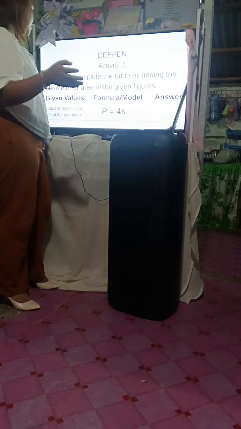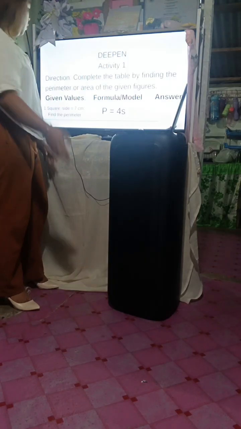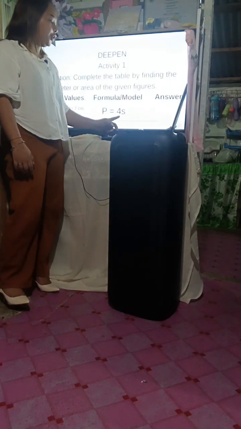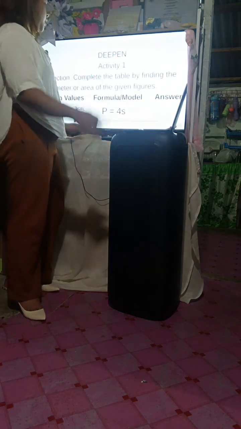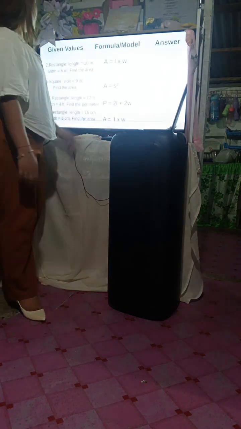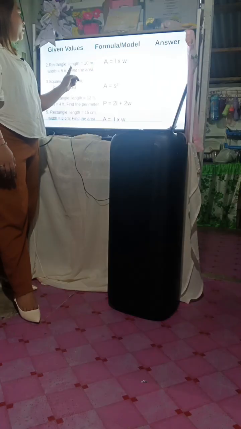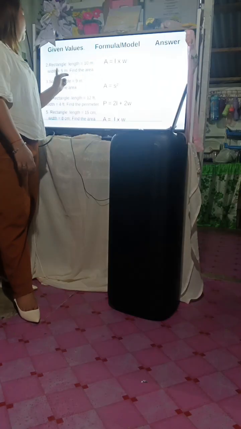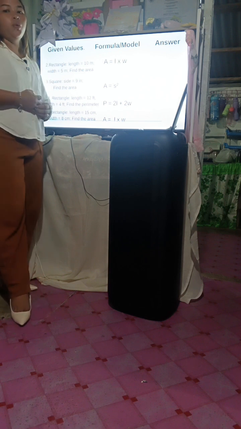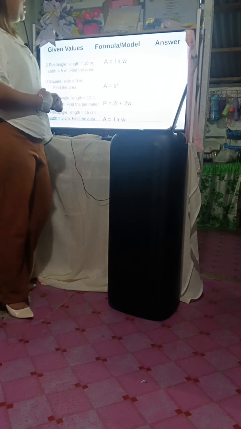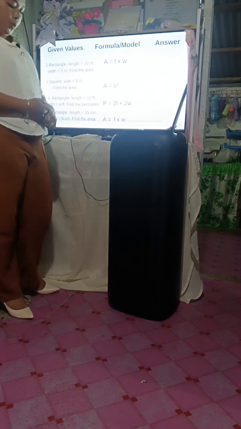Okay, what is your answer? 28. So for number 1, we have P is equal to 4 times the side, 7 centimeters. So the answer is 28 centimeters. That is correct. So number 2, we have the given rectangle, and the length is equal to 10 meters and the width is 5 meters. So we ask for the area. Our formula to be used is area is equal to length times width.